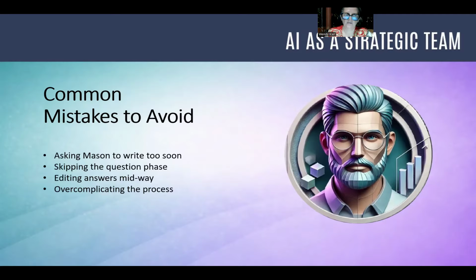So, common mistakes to avoid: asking Mason to write too soon because you don't have the answers to the questions, skipping the questions. The questions are critical and essential. You need to answer all of them. Editing answers midway through, so you want to make sure that you're on point, and also just overcomplicating the process.